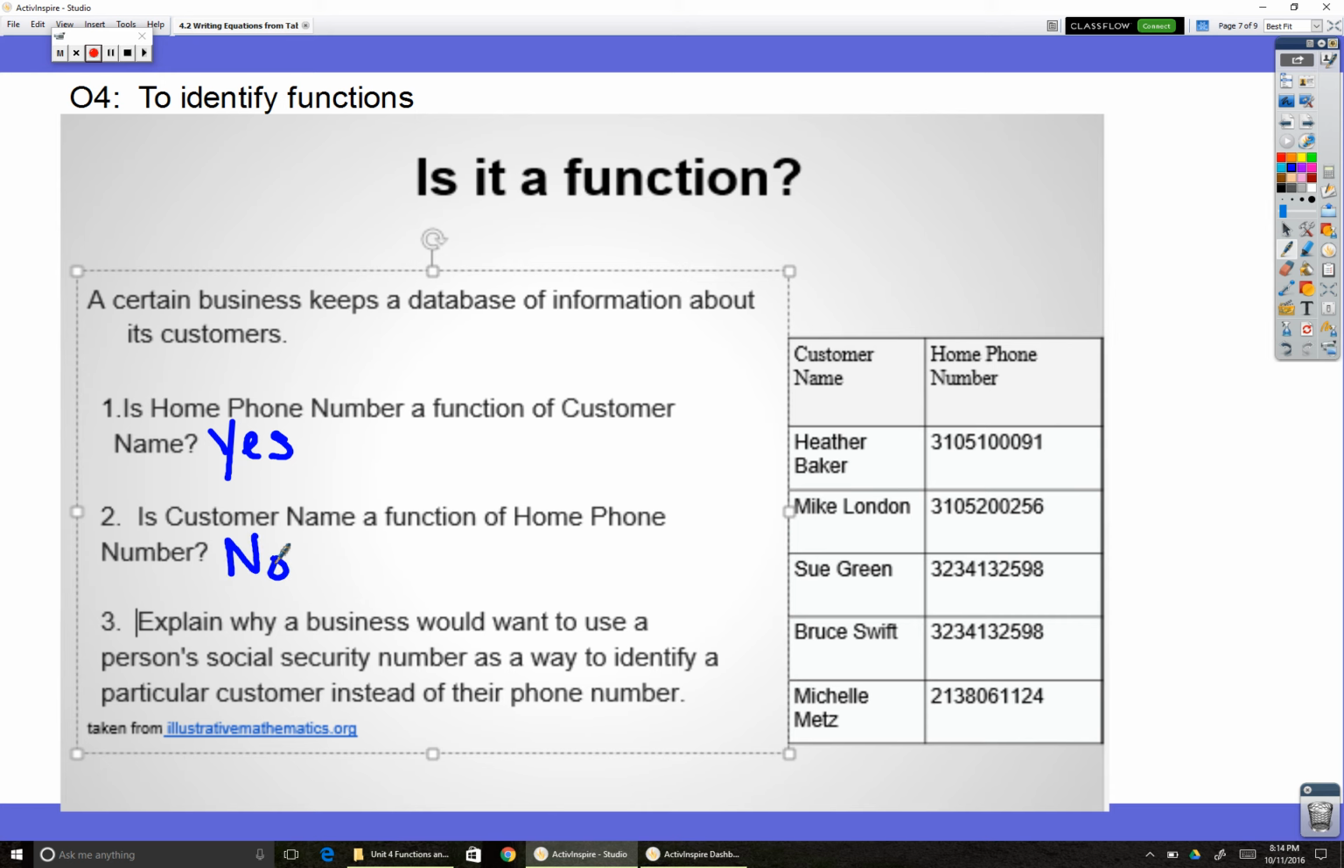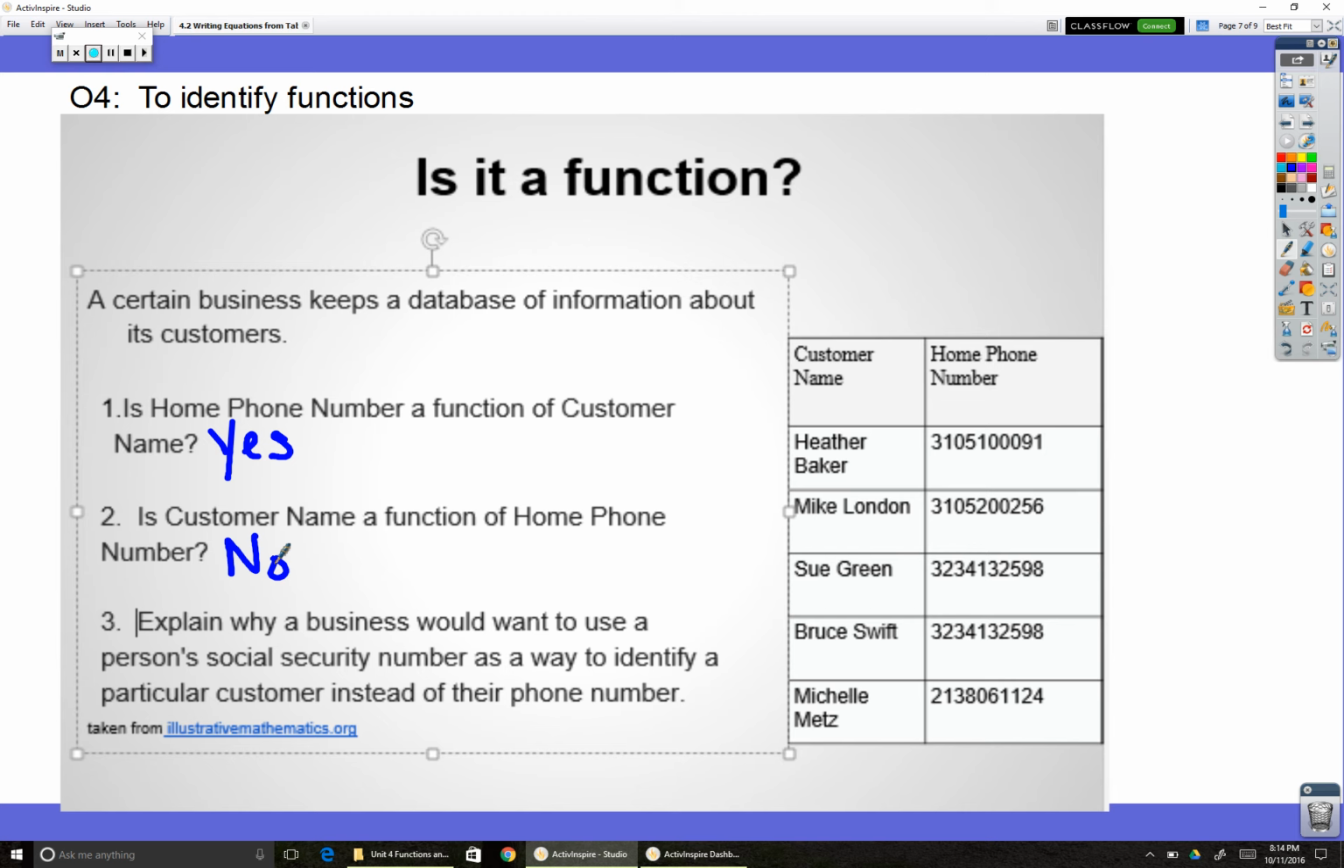And then number 3 asks us to explain why a business would want to use a person's social security number as a way to identify a particular customer instead of their phone number. So if you think about this, every person has their own unique social security number. So we don't share a social security number with anyone, we have our own, whereas people do share phone numbers.